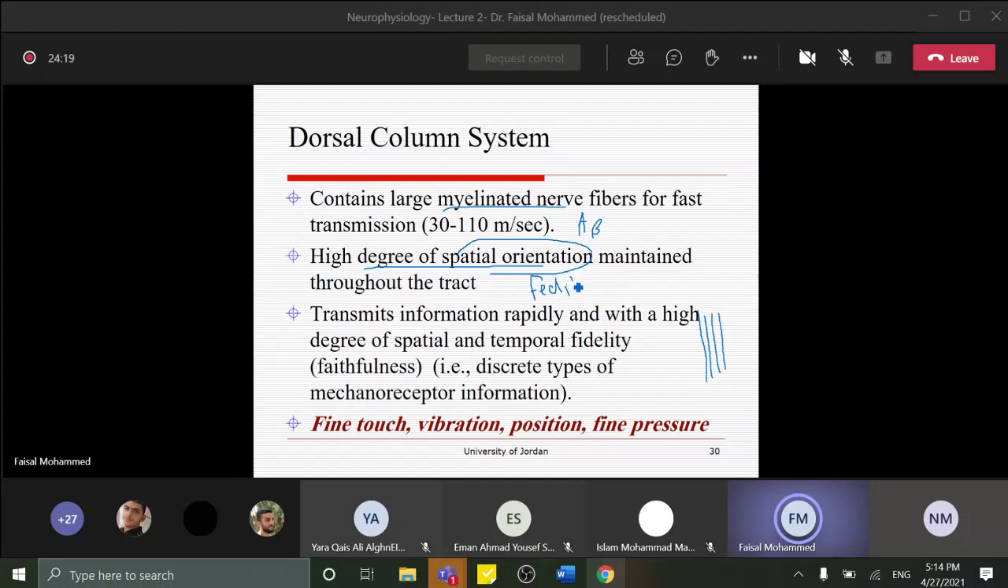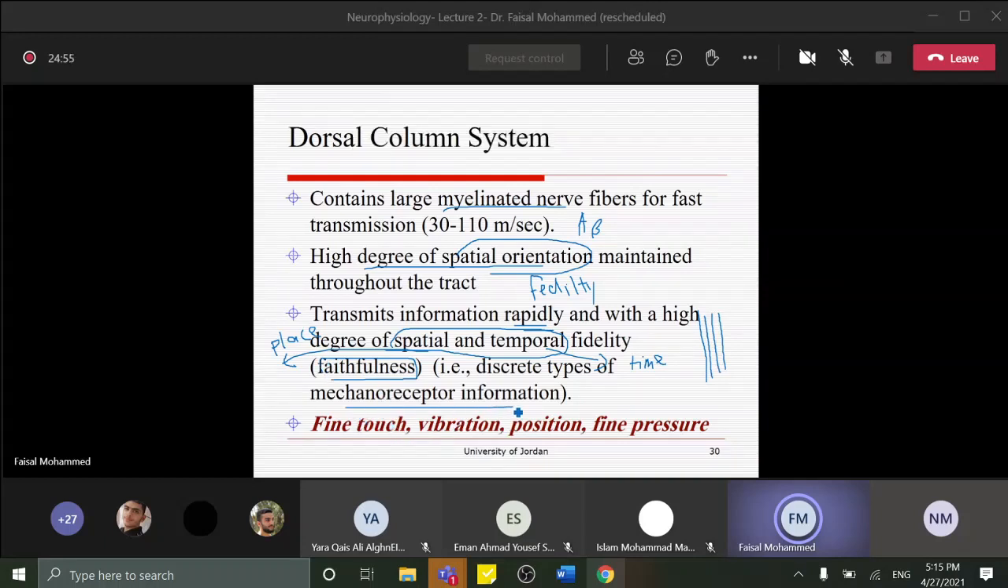You say this person is faithful, he is fidel. Throughout the tract it transmits information rapidly, because through A beta fibers with a high degree of spatial and temporal fidelity. Fidelity in terms of time means there is no delay, and spatial in terms of place. Or faithfulness. This is what fidelity is.